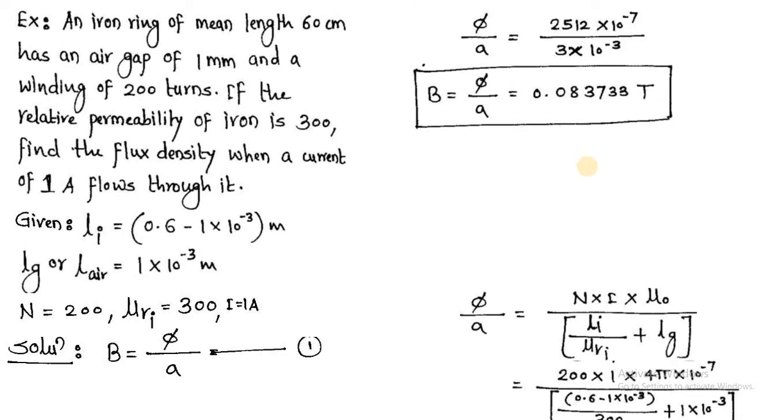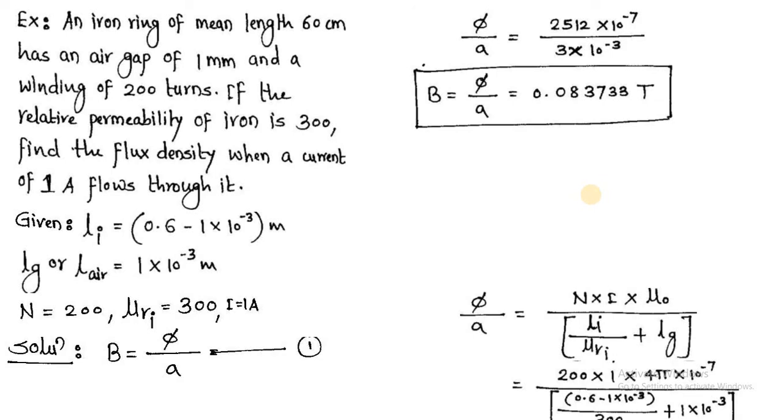So in this example, we have subtracted the length of air gap from the total length or the mean length of iron ring. So you are supposed to identify very accurately when to subtract the air gap from the given length and when to add. When the statement is the iron ring has mean length of 60 centimeter and air gap of 1 mm, then you are supposed to add it.